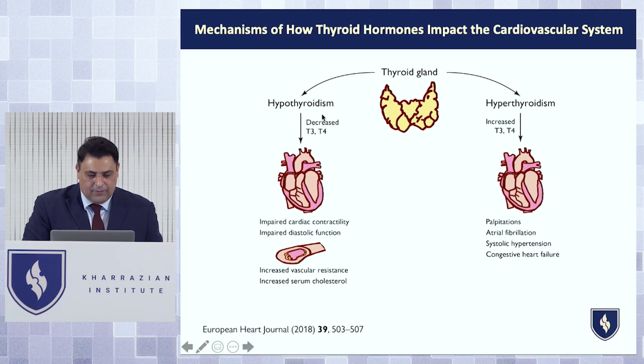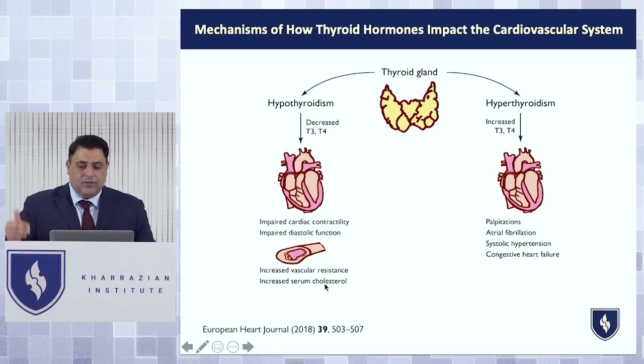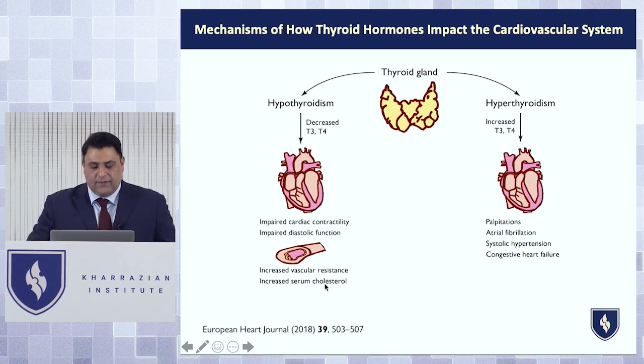With hypothyroidism, when there are decreased T3 and T4 levels, that impacts the metabolic rate, including the metabolic rate of cardiac muscles. So there's impaired cardiac contractility, impaired diastolic function, increased vascular resistance, and increased serum cholesterol. Thyroid hormones also clear cholesterol out of the body. This is why, when someone's hypothyroid, you see really high cholesterol levels.